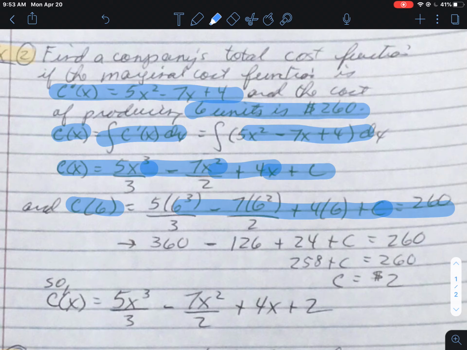So we've got a few little calculations in this one. I ended up with 360 minus 126 plus 24 plus C. 258 plus C equals 260, so subtract 258, and we get C equals 2 in this case. So here is our specific cost function for this model: 5x cubed over 3 minus 7x squared over 2 plus 4x plus 2.